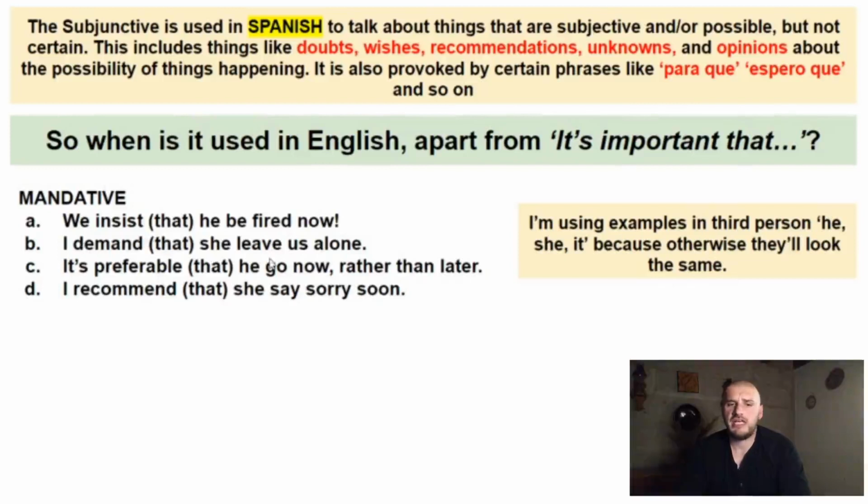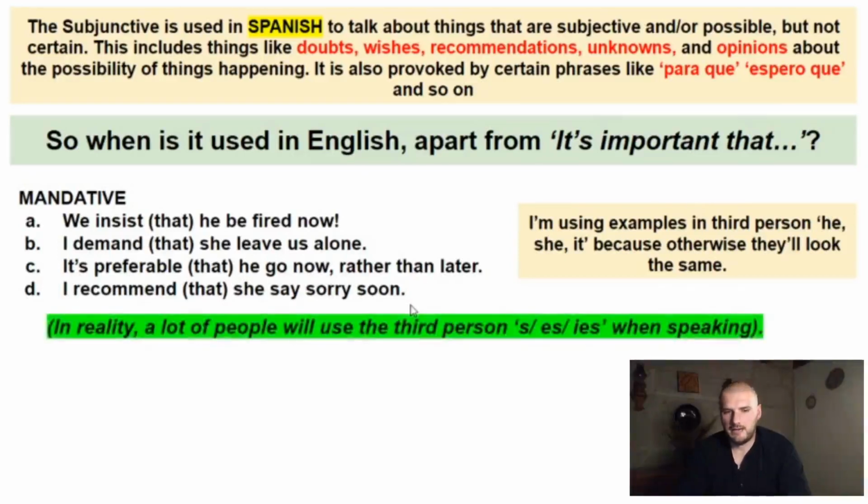I demand she leave us alone. It's preferable he go now rather than later. I recommend she say sorry soon. Again, a lot of people will use the S here, even though they shouldn't. A lot of people will do this incorrectly, but it happens.